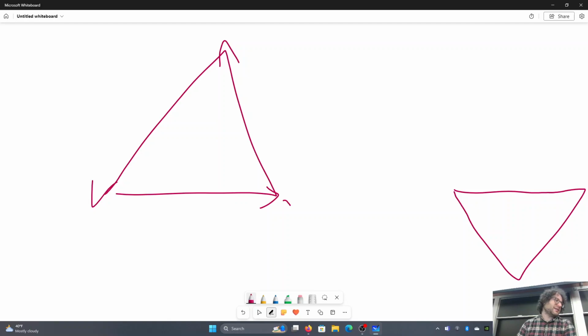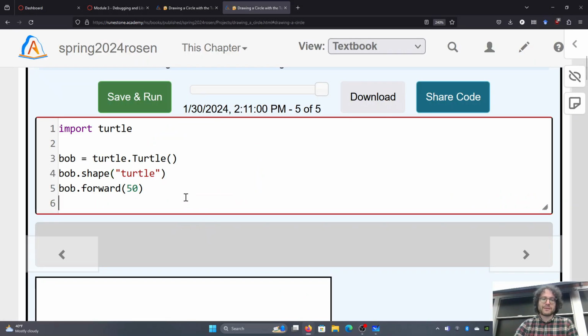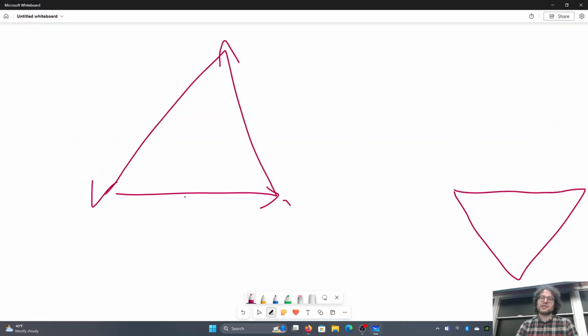So the question is, how much should he turn? Now, turning left, right, this command over here, bob.forward, moves forward a certain number of pixels. Bob.left turns left. And it takes in a number, which is the degrees. So the big question here is, how much should I turn? What should that number be in there? Yes? 120. Yes. Now, some of you are thinking, wait, 120, I was thinking 60.